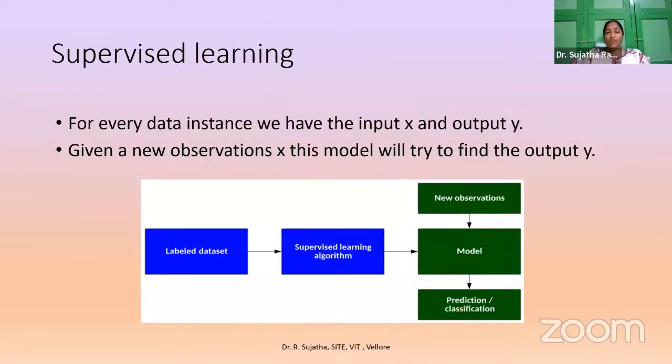You can see here, for every data instance we have the input X and then output Y. Given a new observation X, the model will try to find the output Y. A labeled data set is a very neat data set where we can create the model based upon the input and output, and when a new input enters, we can predict the output. So this is prediction or classification.